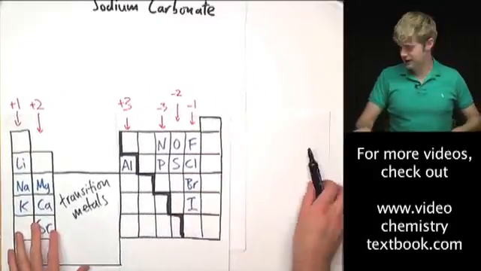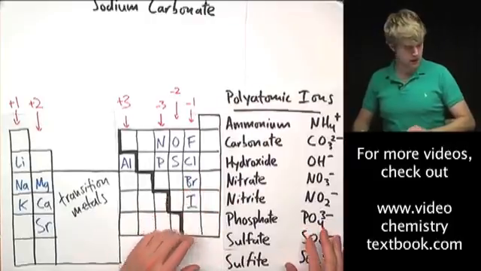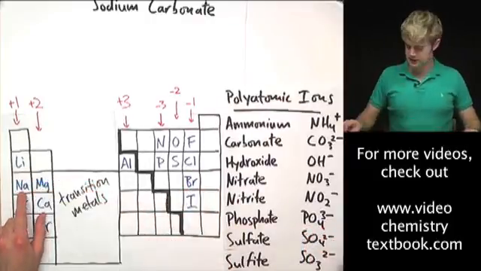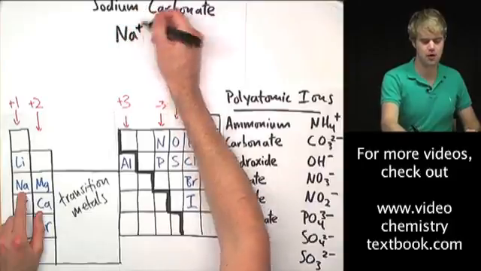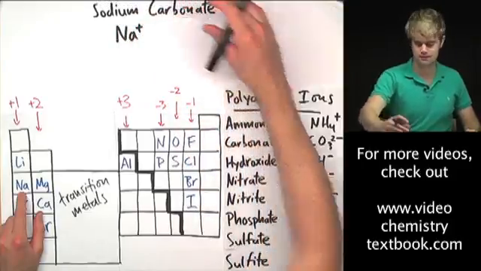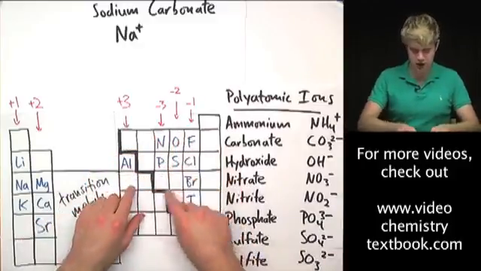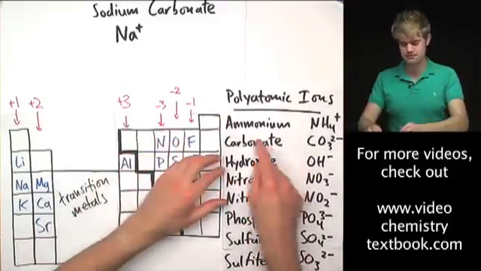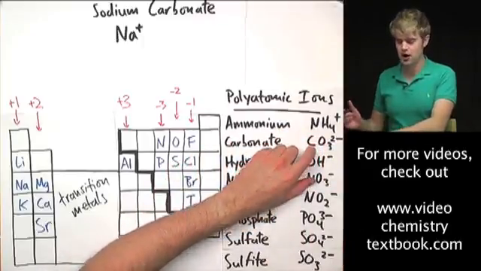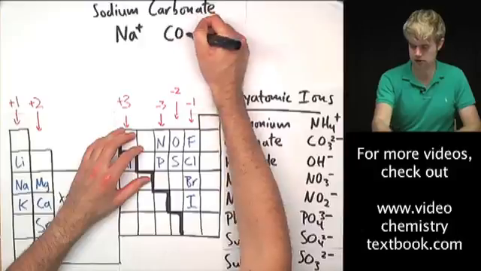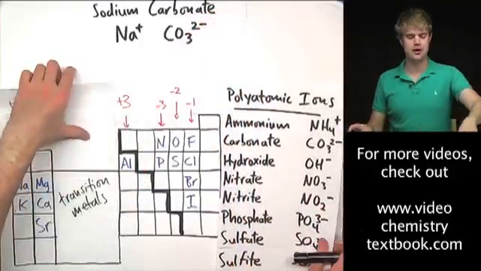Back to the periodic table, back to the list. Okay. Sodium here is in my 1+ column. So I'm going to write Na1+. And carbonate is a polyatomic ion. Don't waste time trying to find carbonate on the periodic table. Just memorize this list and you'll know right away that it's a polyatomic. Carbonate is CO3, and this whole chunk of atoms together has a charge of 2-.